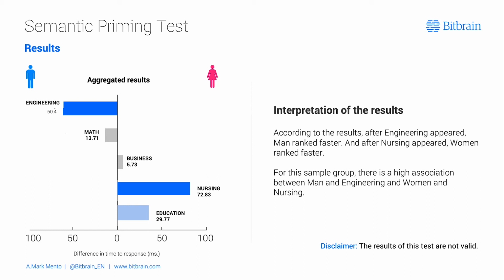Likewise, we can see a strong association between nursing and women as opposed to men. The test not only reveals the existence of an automatic association or hidden bias, prejudice, etc., but also the strength of these associations. To turn this into a market research example, just imagine that instead of women and men, we chose a brand and its competitor.